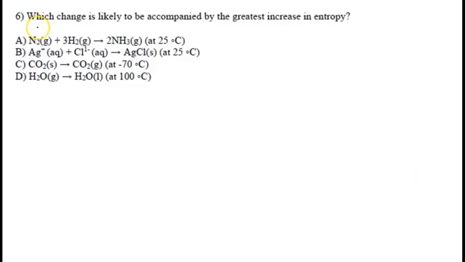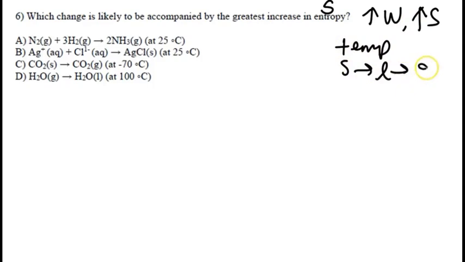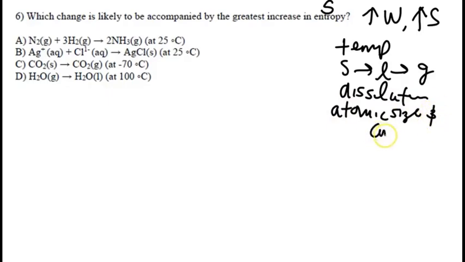So for number 6, it states, which change is likely to be accompanied by the greatest increase in entropy? So we know entropy is going to be capital S. They're talking about the greatest increase in entropy. And we know there were different factors that could influence entropy. Microstates: if we increase the microstates, of course, we can increase the entropy. We also talked about temperature. We also talked about going from solid to liquid to gaseous phases. We also talked about dissolution, or dissolving a solid. We also talked about atomic size and complexity. So we're going to use all these different factors to help us answer this question.